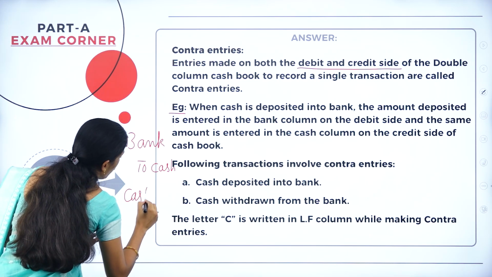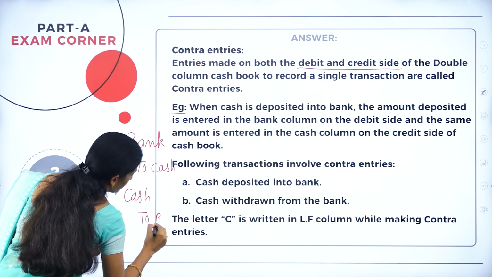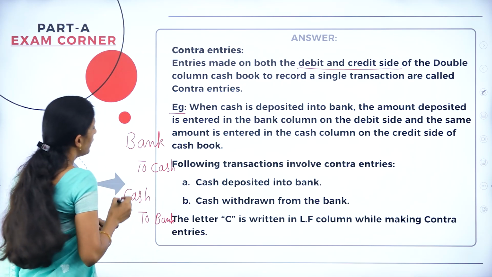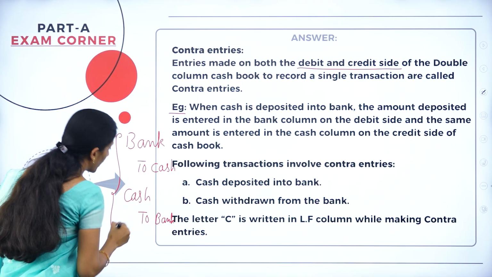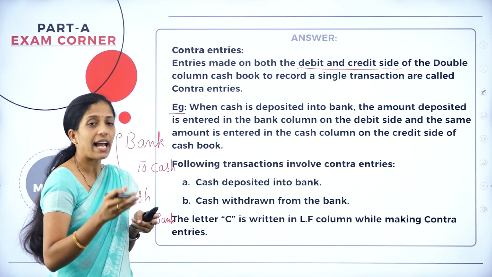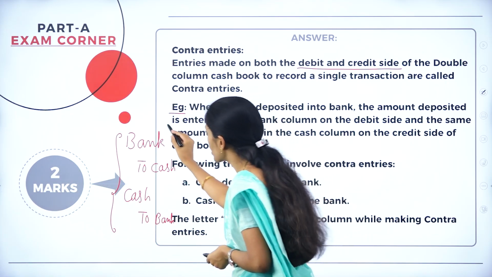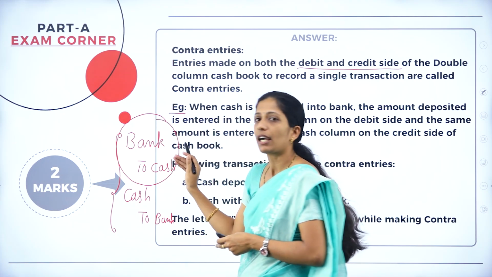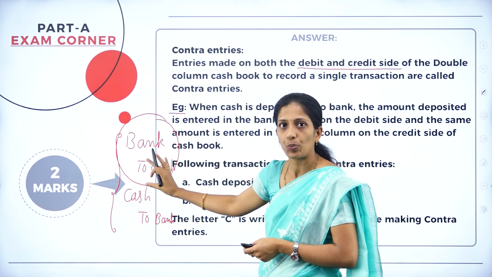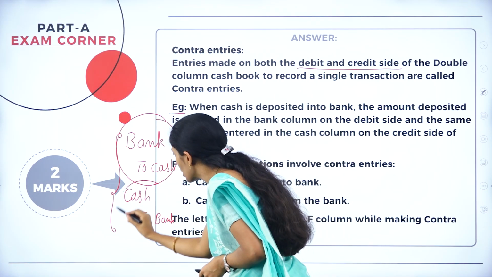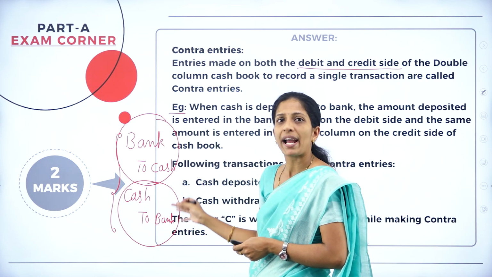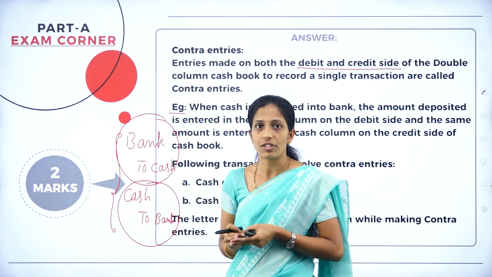Cash account data to bank account. Correct? So, in both these two cases, bank account and cash account have come together in one journal entry. If you see this journal entry, bank account and cash account have come together in one journal entry. And if you see this one also, cash account and bank account have come together in one journal entry.